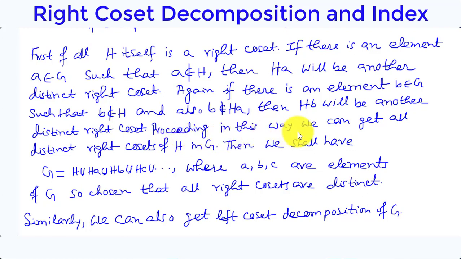Proceeding in this way, we can get all distinct right cosets of H in G. Then we shall have G is equal to H union Ha union Hb union Hc, where a, b, c are elements of G, so chosen that all right cosets are distinct. That is, G is the union of all right cosets of H in G. Similarly, we can also get left coset decomposition of G.